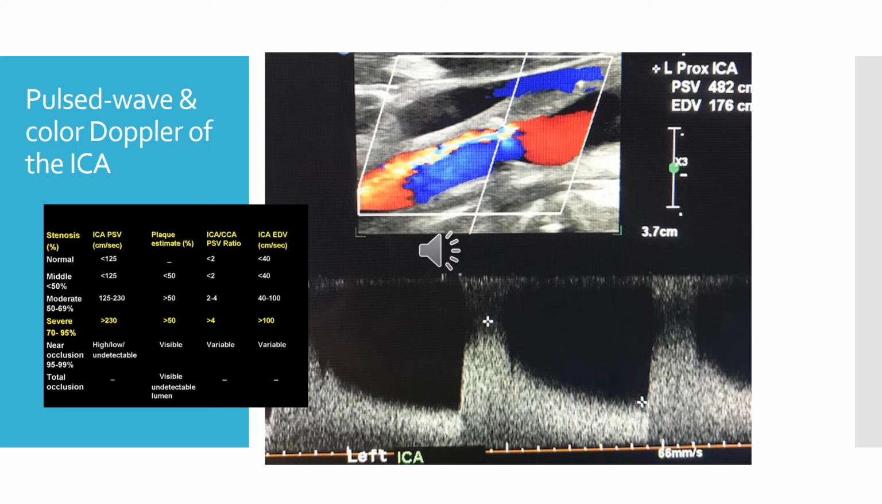They acquired the value of 482 centimeters per second here, which is what is used to determine the severity of the stenosis. In the chart, you can see that if the peak systolic velocity is over 230 centimeters per second, it is classified as severe. You can also see that the patient's end diastolic velocity was 176 centimeters per second, which goes over the 100 centimeters per second mark for severe as well. These two values mean that the plaque buildup is greater than 50%.